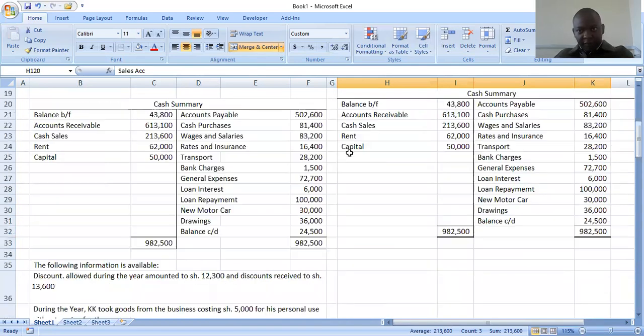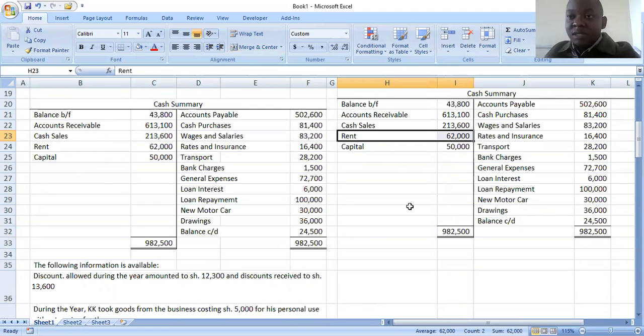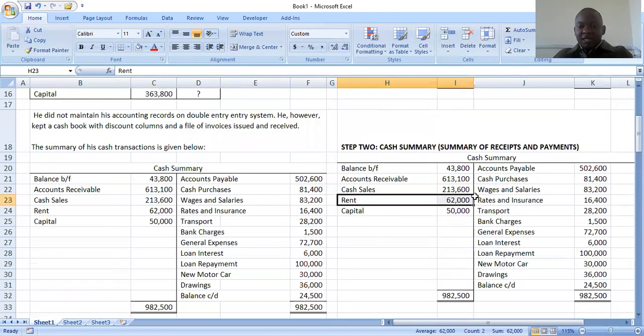The other activity, that is rent, 62,000 shillings. So this is rent. In this case, money has been received, so this signifies that this rent is an income. So cash has been received. It shows on the debit side that cash increased by 62,000 shillings. So the other account to be credited in this case is rent, that is rent income.